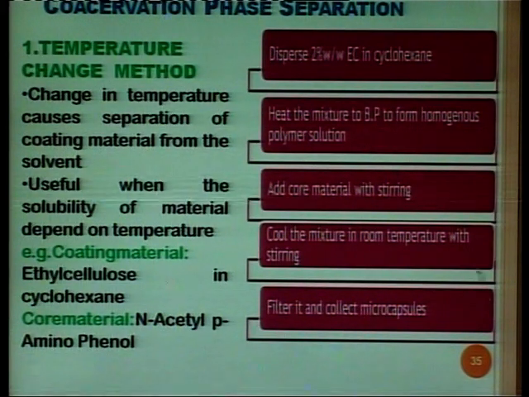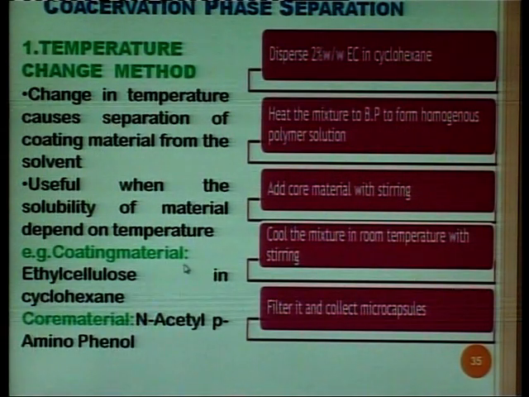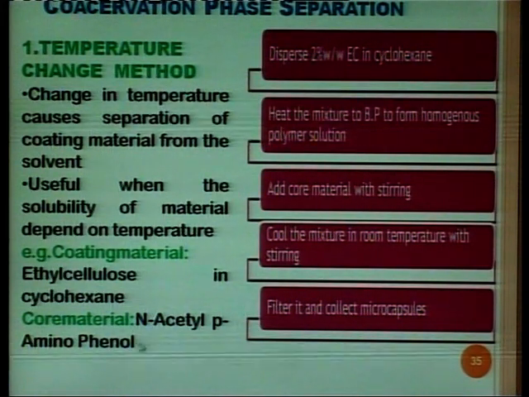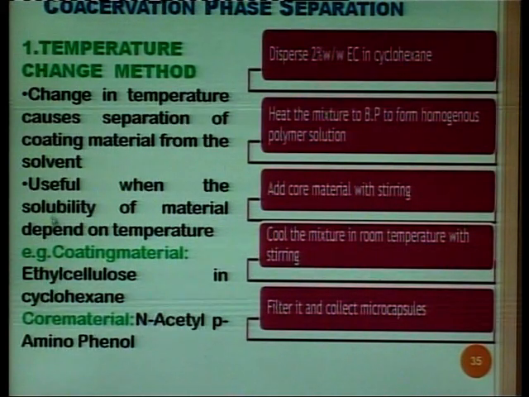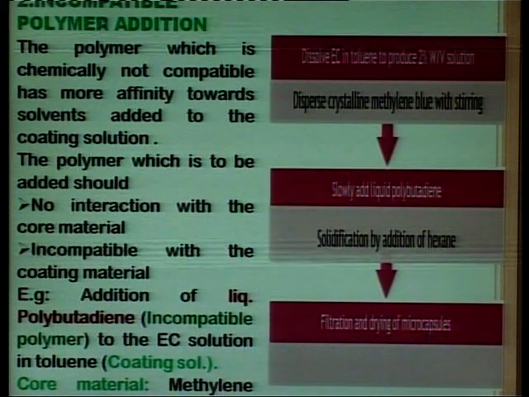So this is the temperature change method. Changes in temperature cause the separation of coating material from the solvent, and this method is useful when the solubility of material depends upon the temperature. In this method, the coating material is ethyl cellulose in cyclohexane, and the core material which you have to coat is N-acetyl para-aminophenol. So in the temperature change method, core material is N-acetyl para-aminophenol and coating material is ethyl cellulose in cyclohexane.